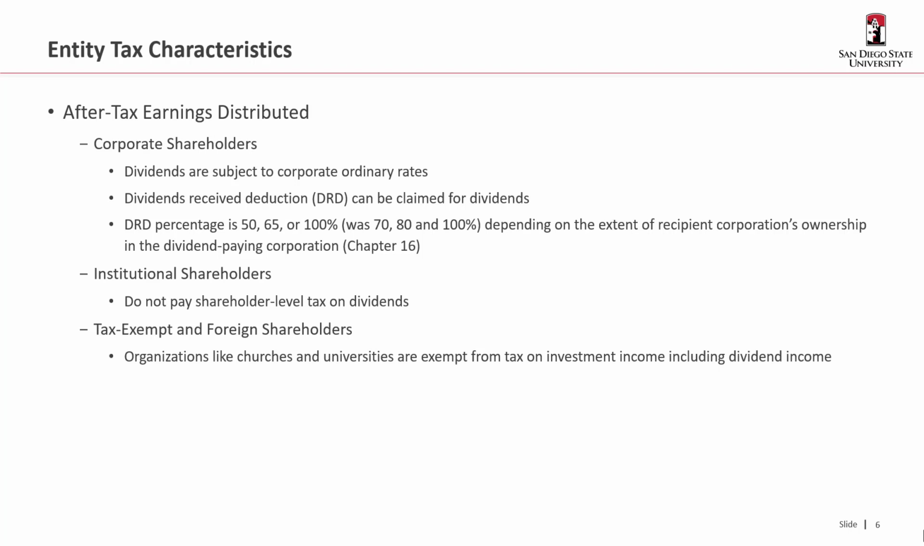Institutional shareholders are pension plans, for example. And they don't even pay a shareholder level tax on dividends because pensions generally earn income tax free. And then you have other tax exempt and foreign shareholders. They're also exempt from the tax on investment income, including dividend income. So sometimes the double layer of tax gets eliminated because there is no shareholder level tax.